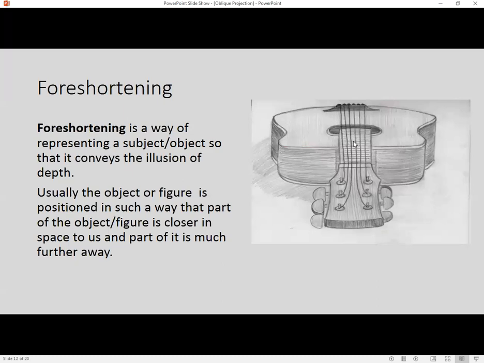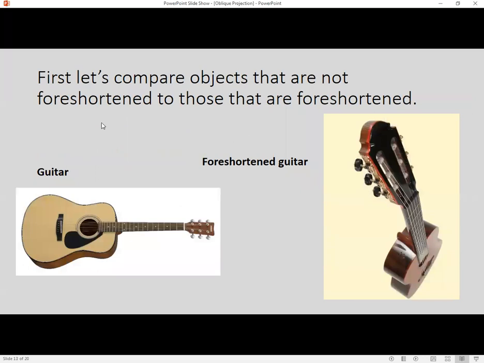That's kind of why they call it foreshorten, because it makes these objects appear three-dimensional, appear like they're projecting back in space. But if you measure, they're going to appear to be shorter than something that's standing upright. So let's compare two objects, one that's not foreshortened, the other foreshortened. There's a guitar. And here is a foreshortened guitar.